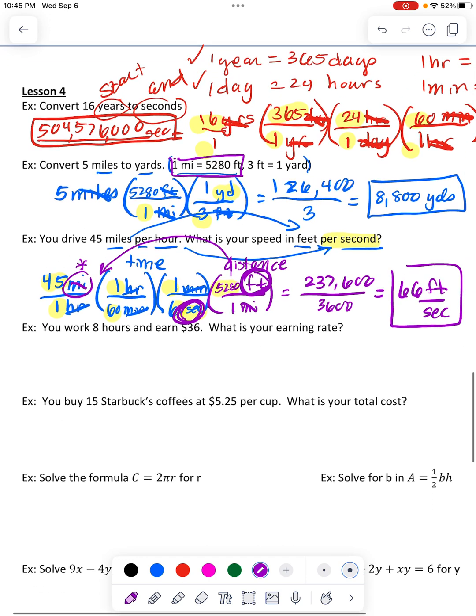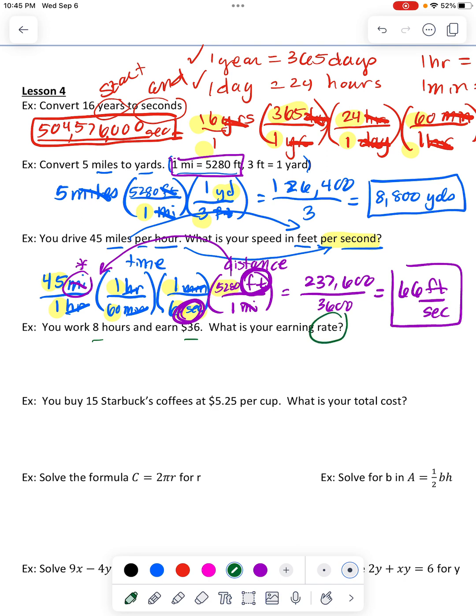And then you would end up with the same answer. All right, so here I'm gonna work 8 hours and earn $36. What's my earning rate? A rate is how much you're making per one of something. So I wanna know how much I'm making in dollars per 1 hour. You can do this a couple different ways. One is probably familiar to you. If I have $36 in 8 hours, then how many dollars will I make in 1 hour? That'll figure out my rate.